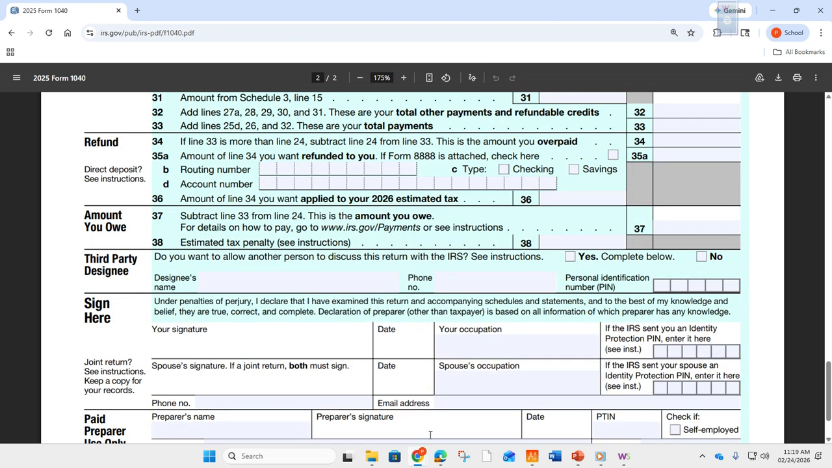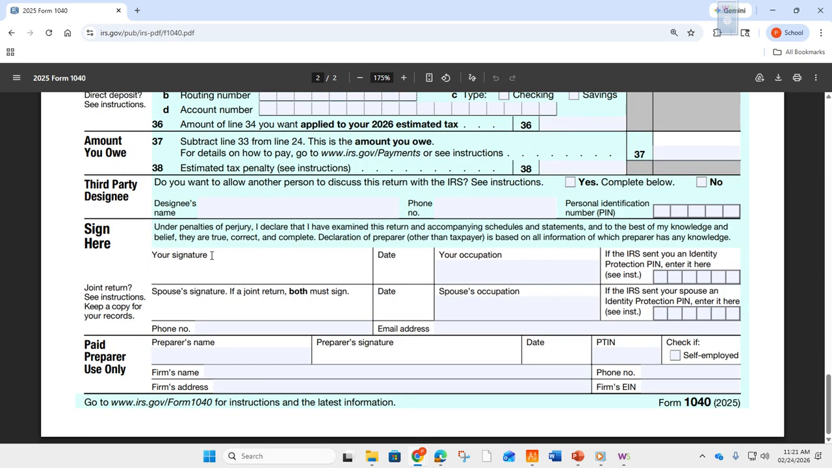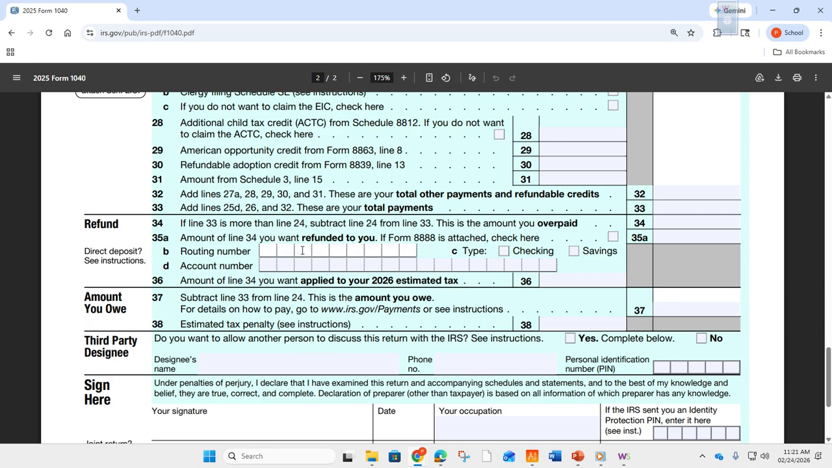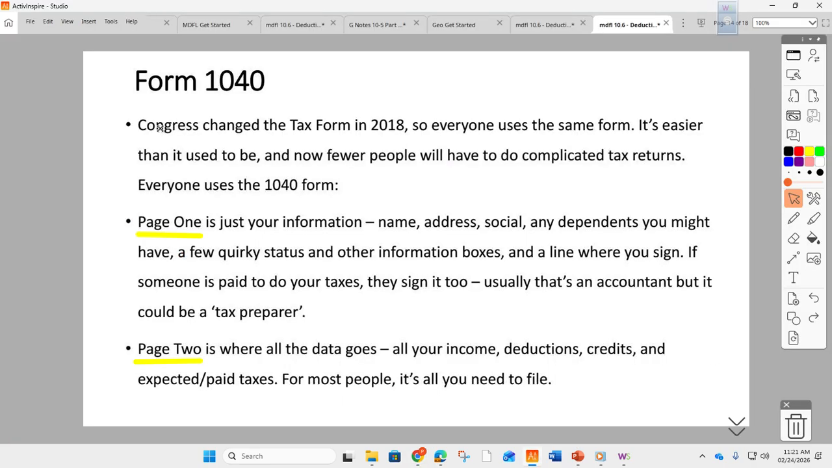Don't forget to sign it. Fill out the rest of the parts. If you get a refund, you can have it deposited directly into your account. And it's quicker that way. All right, I think I'm done. You can scan and submit them if you like.